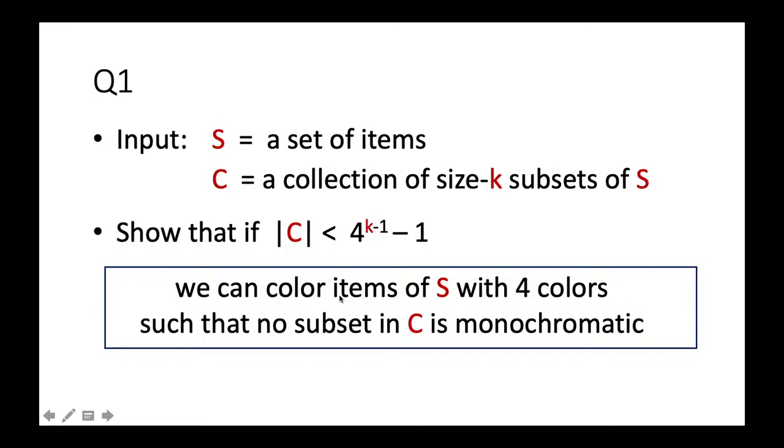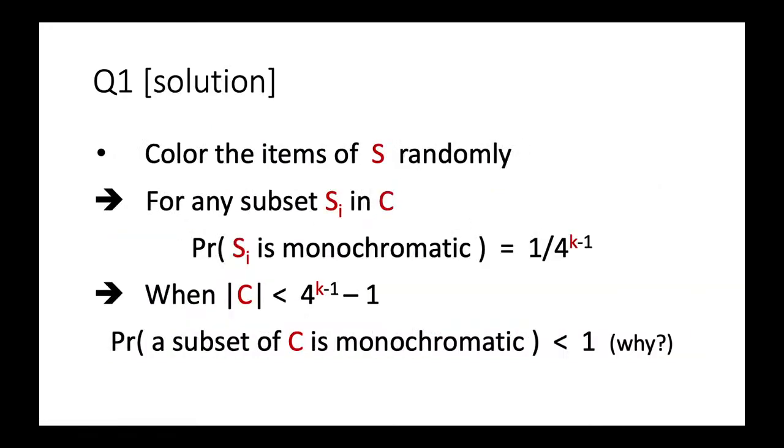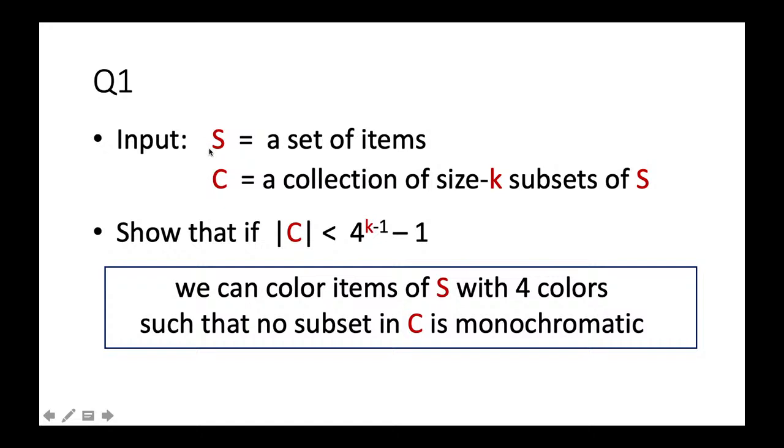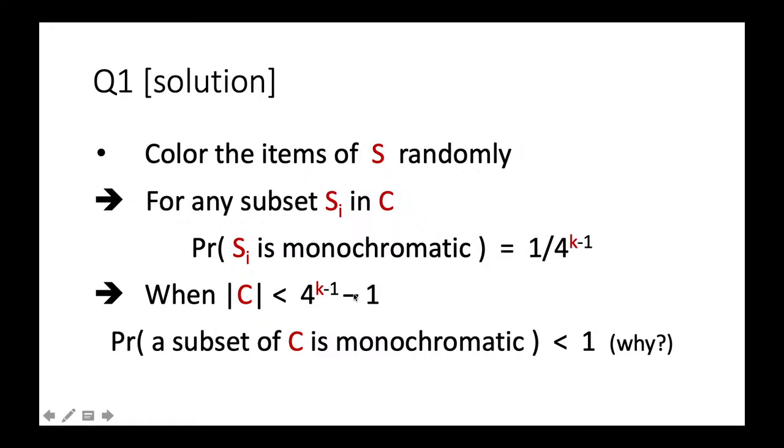And how to show this is easy. We are going to use the basic counting method. What we are going to do here is color the items of S randomly. Each item of S is going to be colored in one of the 4 colors. So there are a lot of different ways to do the coloring. Each item has 4 choices, so there are 4 to the power |S| ways of doing the coloring. And somehow we want to show that at least one of these ways will give the desired result, avoiding monochromatic subsets.